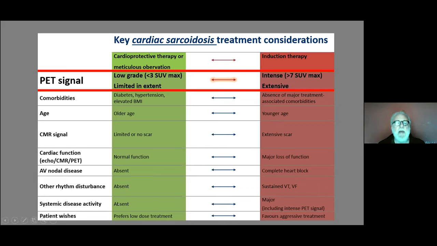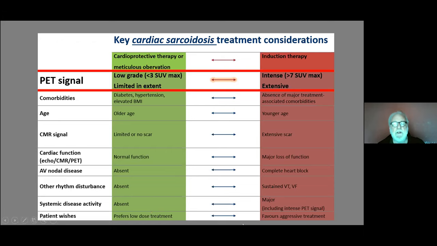If you've got very active disease outside the heart, you're more worried about inflammatory variation, that your snapshot of inflammation in the heart may not be a completely accurate snapshot of what inflammation there is over a period of months. So more activity outside the heart drives you.